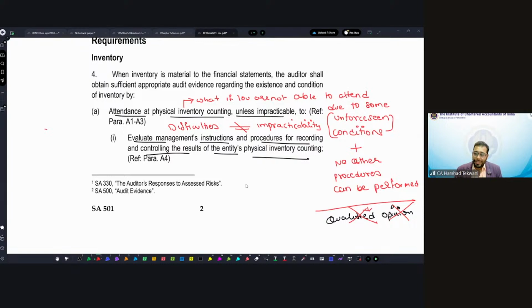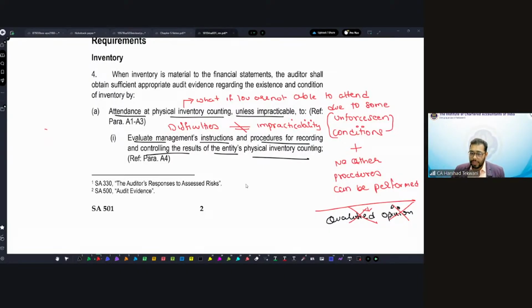So in that case, when there are unforeseen conditions, either go on some other date, send someone else, or perform additional procedures, but it is your responsibility to get sufficient and appropriate audit evidence. Now, I'm not saying it is your responsibility to issue a clean opinion. I'm asking you to get sufficient and appropriate audit evidence to say whether there is a material misstatement or not. Whatever you want to say, you should have sufficient and appropriate audit evidence.